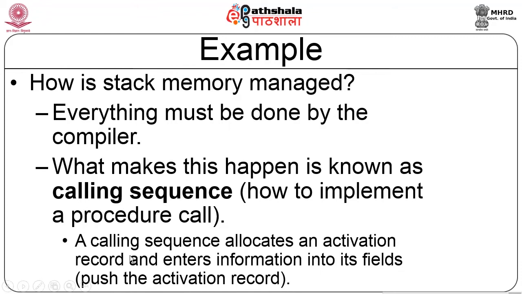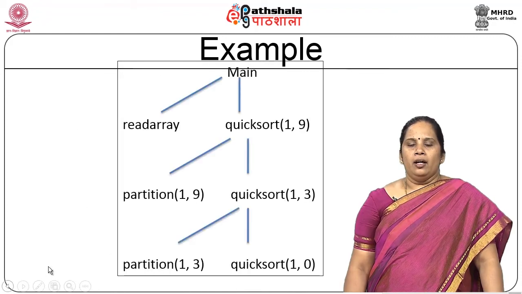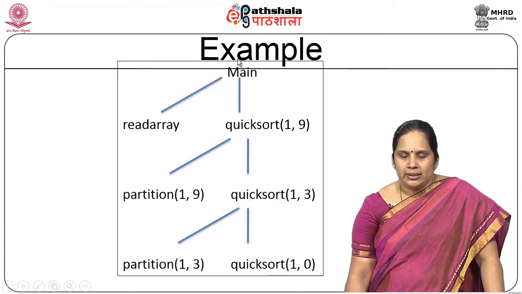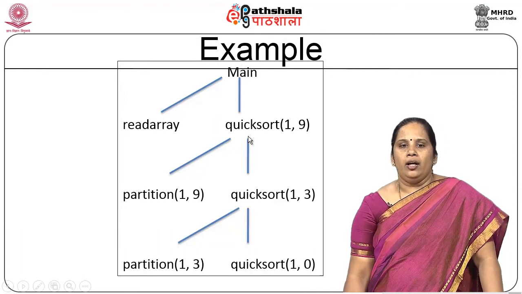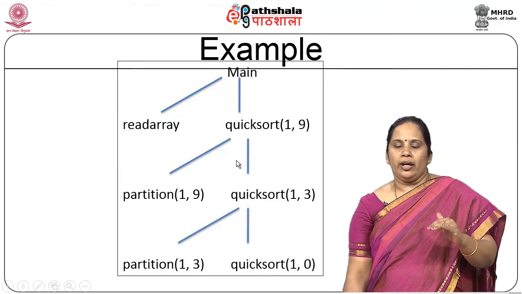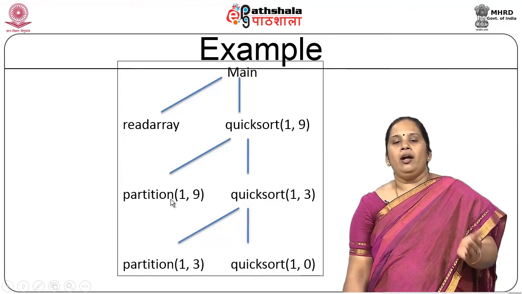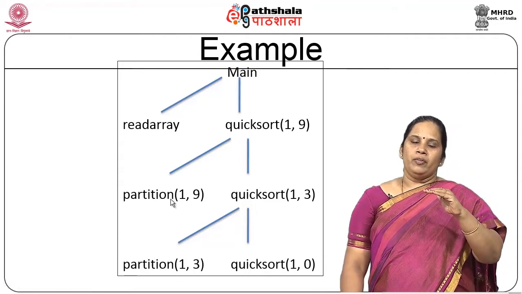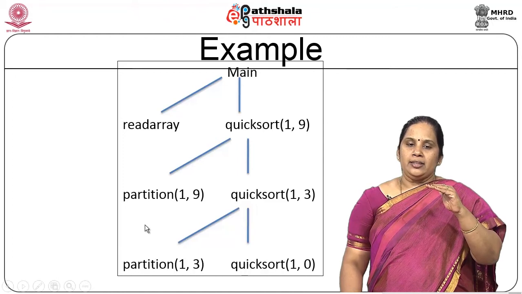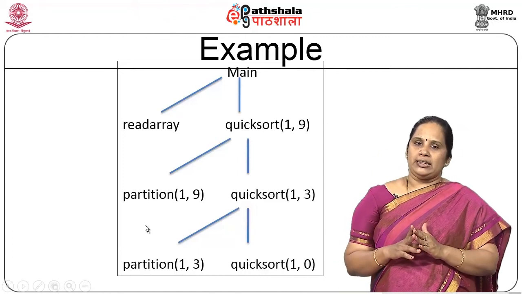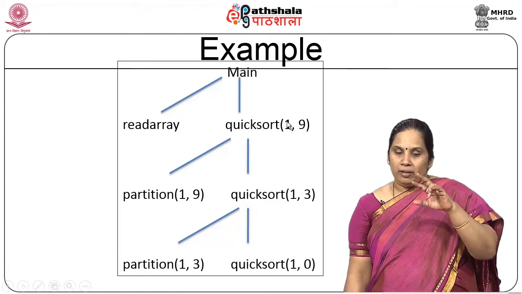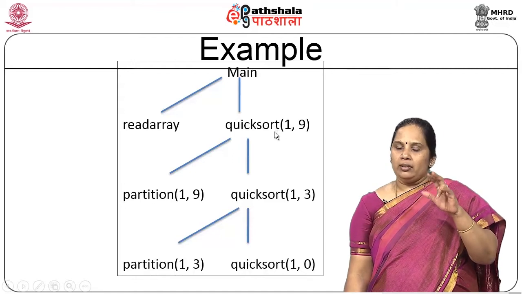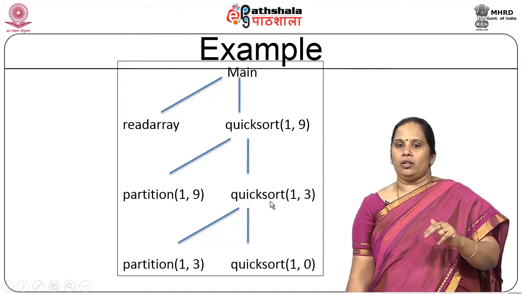How is stack memory managed? Here in this example, when quicksort is called, it is pushed onto the stack, calling partition. When partition is called, I create an activation record for partition, and when partition returns, the corresponding activation record is removed from the stack, but of course the quicksort call is still available. This quicksort is going to call this quicksort call.